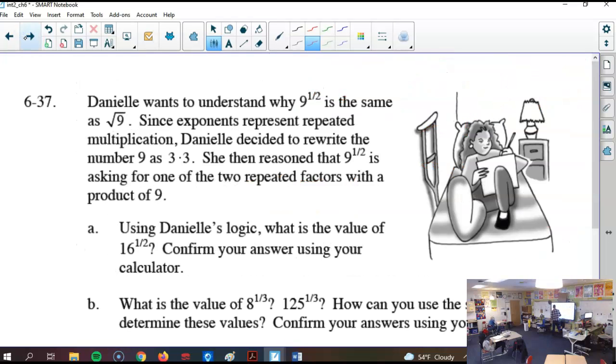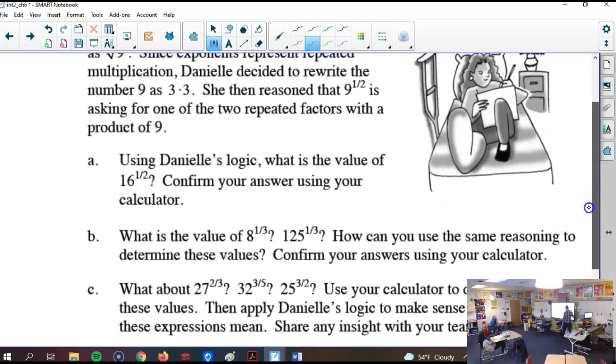That's useful. So, 16 to the 1/2. 4, right? Because if I have a square root of 16, what is the edge length? It would be 4.